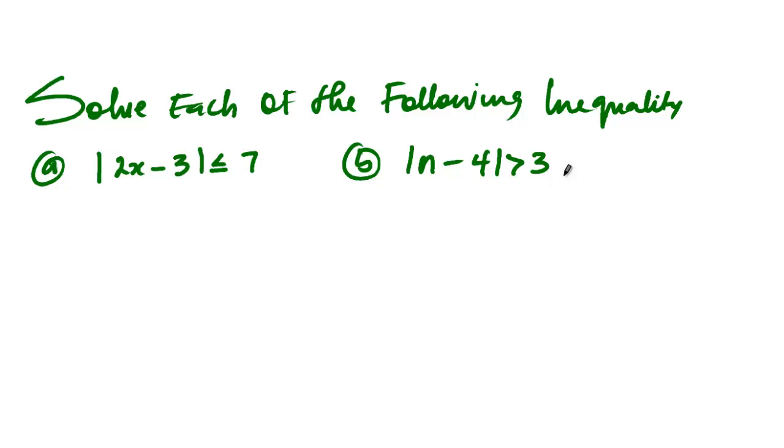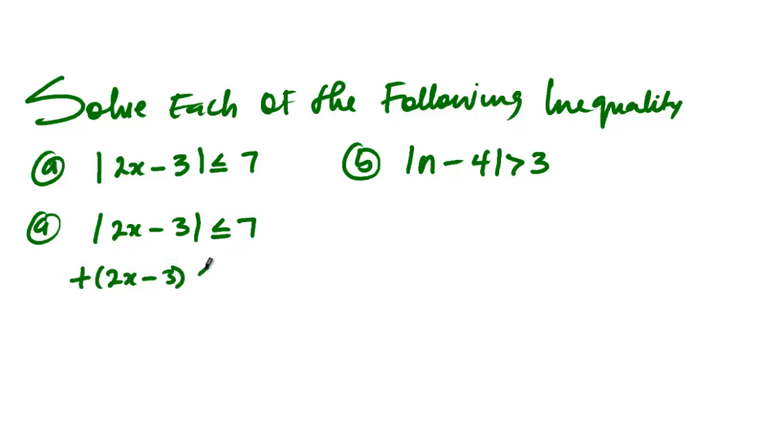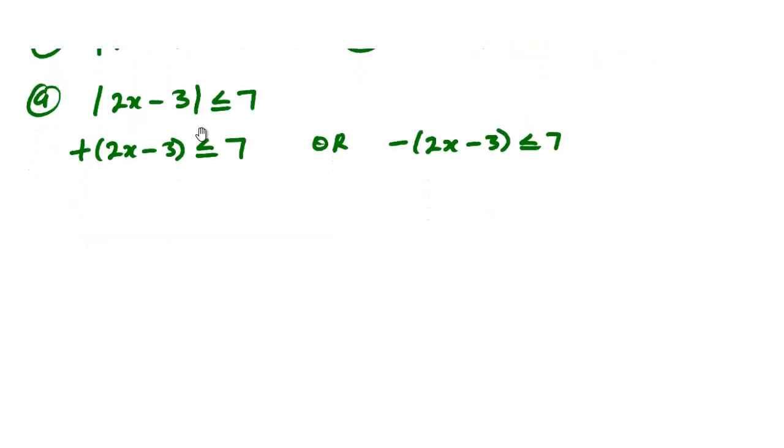With that understanding, let's now solve this problem. If you look at this, this is positive. So if it is less than 7 here, it could be 6, it could be 5. So there are two possible solutions for this particular problem. We have the absolute value of 2x minus 3 is less than or equal to 7. The two possible solutions could be plus into bracket 2x minus 3 is less than or equal to 7, or minus into bracket 2x minus 3 is less than or equal to 7.